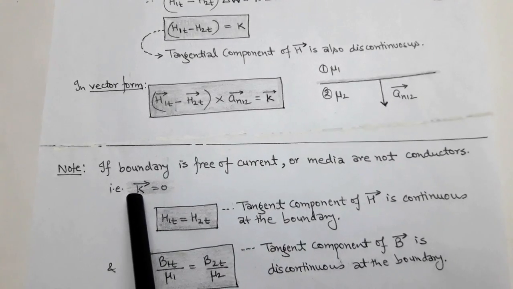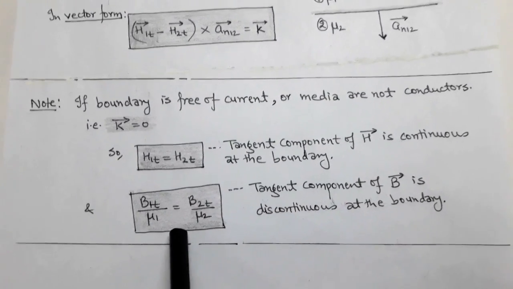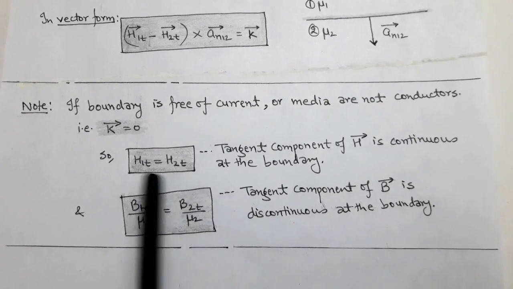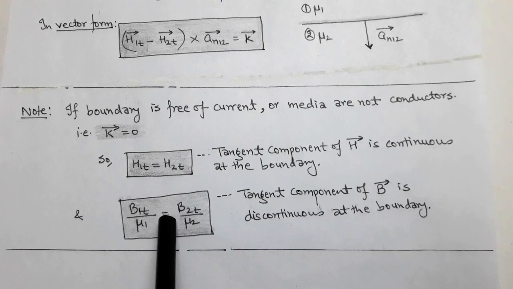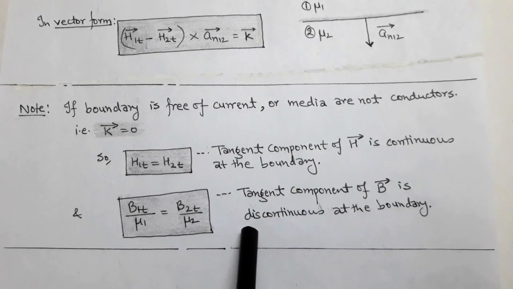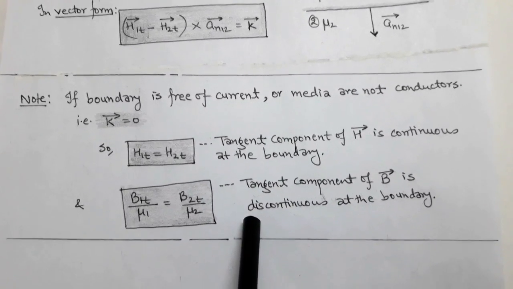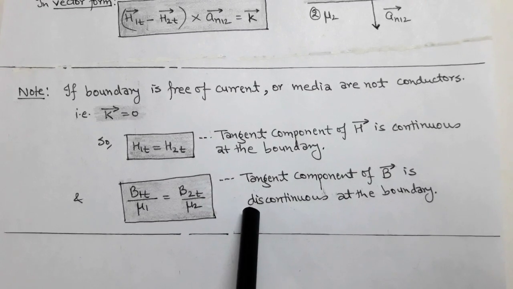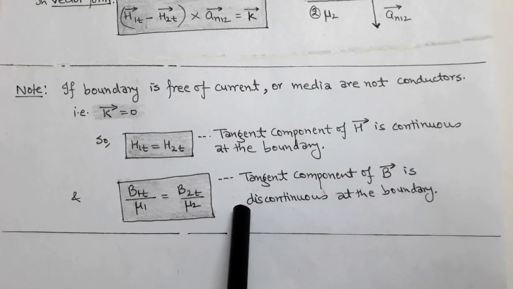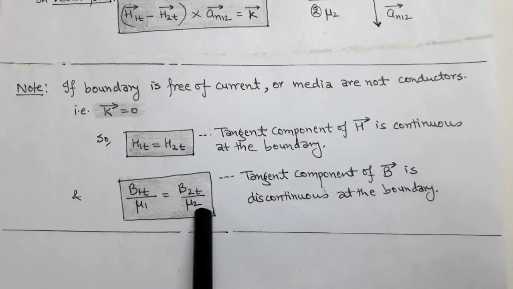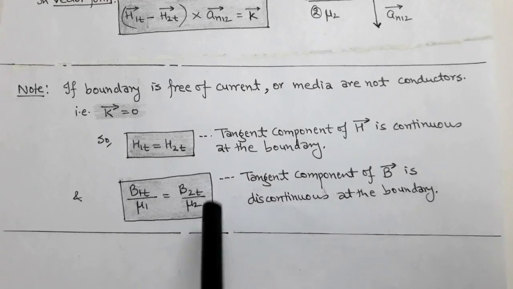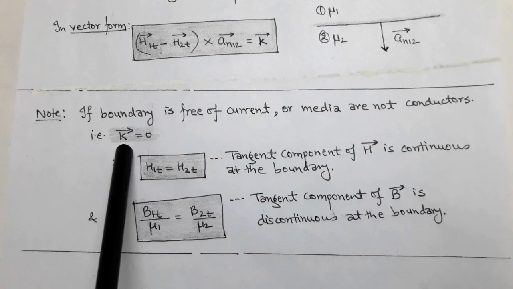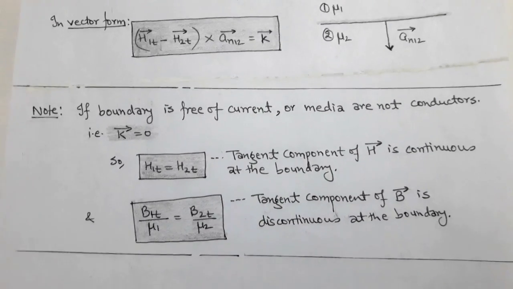And we know that B equals mu H. So we can write in terms of B and mu. H1t equals B1t upon mu1 and H2t equals B2t upon mu2. From here, we get a condition that is B1t upon mu1 equals B2t upon mu2. So here we observe that the tangential component of the magnetic flux density B vector is discontinuous at the boundary when there is no surface current density at the boundary, when the boundary is free of current. So these are the boundary conditions.